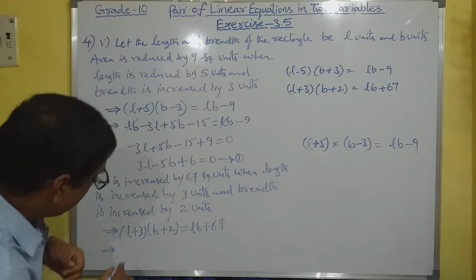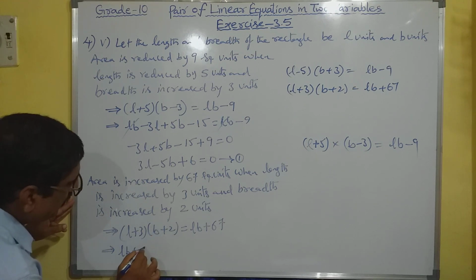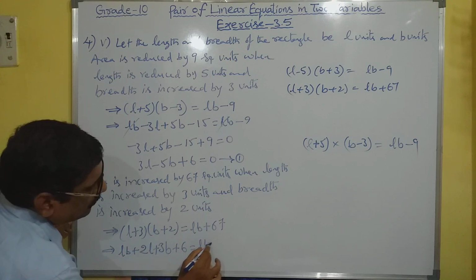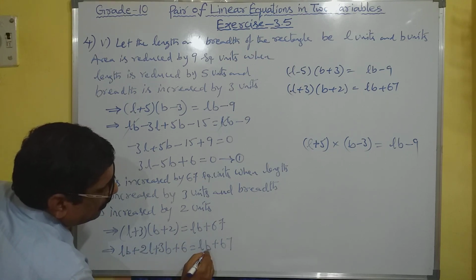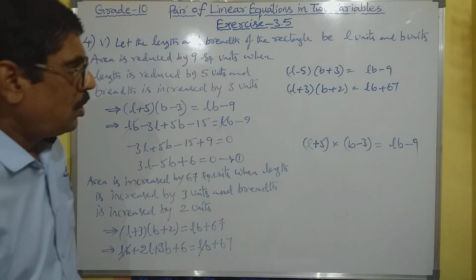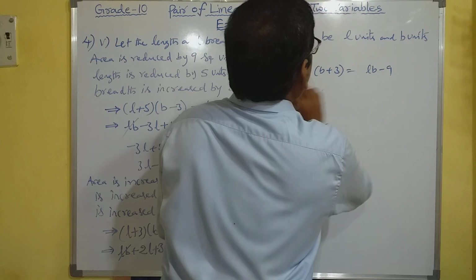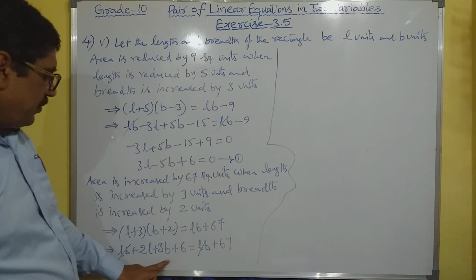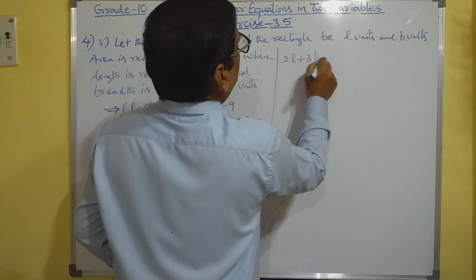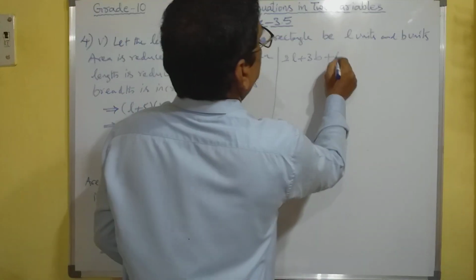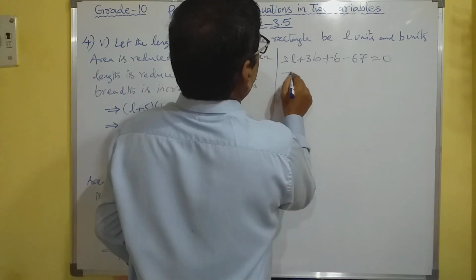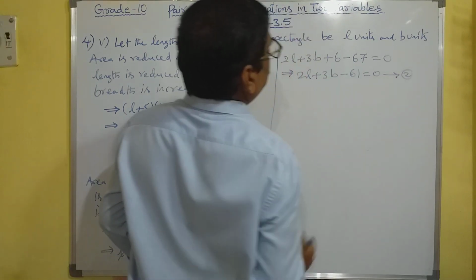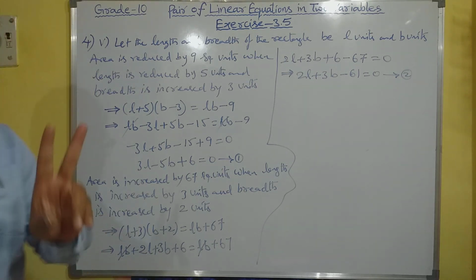Let us multiply in the same way. L into B, LB, plus L into 2, 2L, 3 into B, 3B, 3 into 2 is 6. Both sides LB can be cancelled. What is the next step? 2L plus 3B plus 6, 67 you can take to LHS. So 2L plus 3B minus 61 is equal to 0. This is the second equation. So we have got two equations.